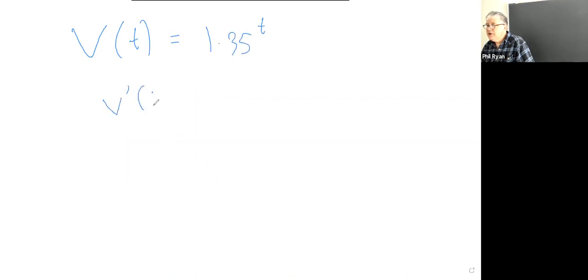Question 9 is straightforward. The function and the derivative were negative at 2, and it was concave up, so the second derivative was positive. Question 10 asked for the derivative. So we had v of t equals 1.35 to the t. What is v prime of 6? Well, one way you could have done it is, remember the exponential rule.